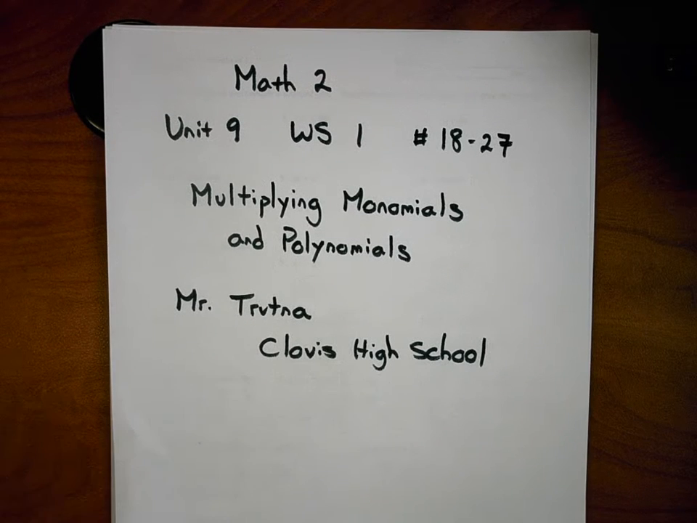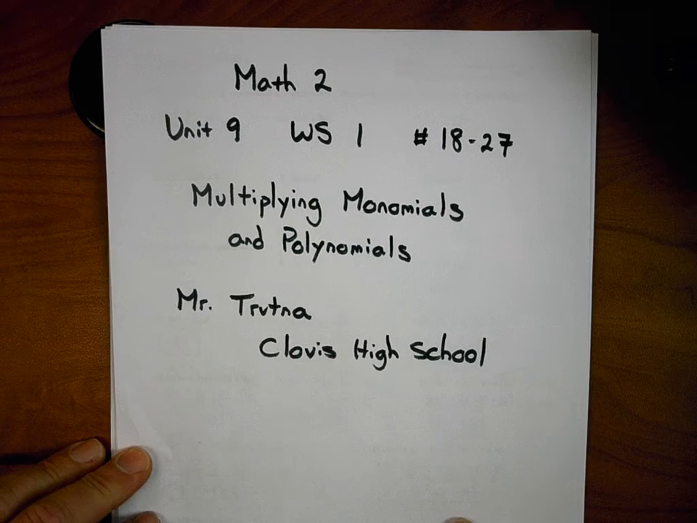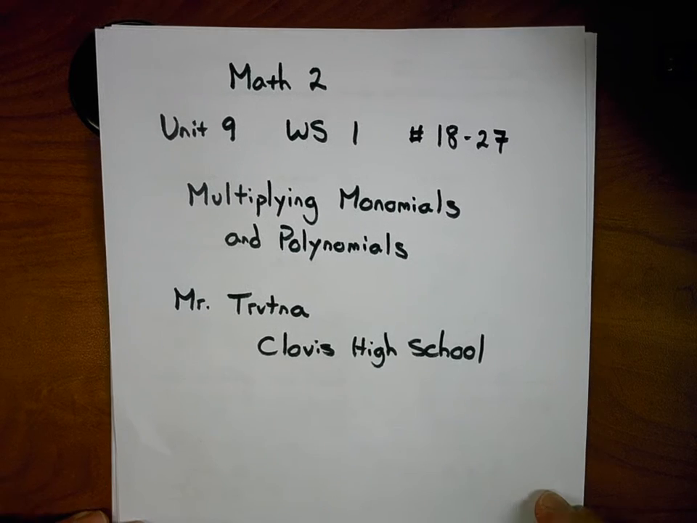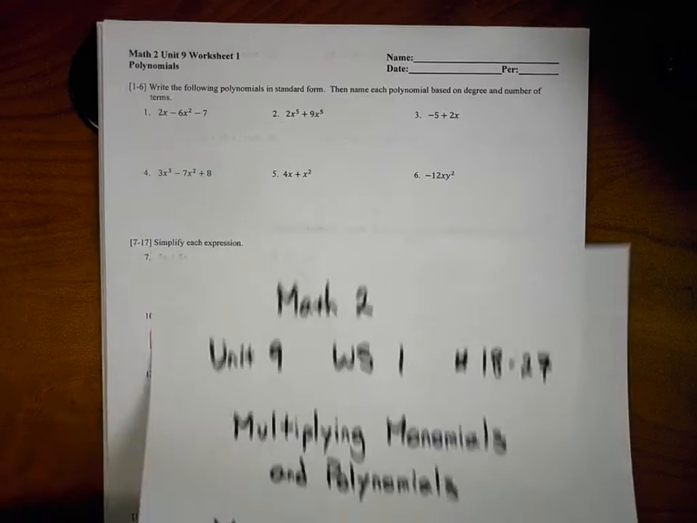All right, this is Math 2, Unit 9, Worksheet 1. We're going to go over numbers 18 through 27. In these problems, we're going to be multiplying monomials and polynomials. And I'm Mr. Trutna, and currently we are at Clovis High School.